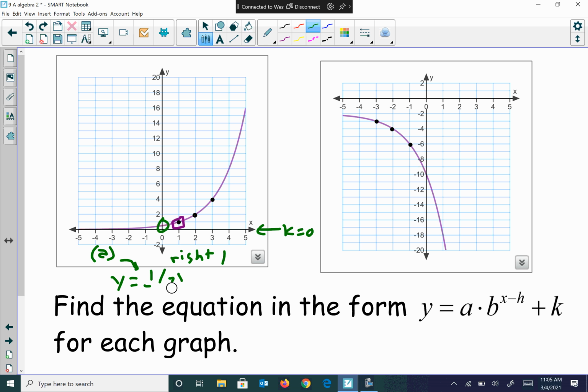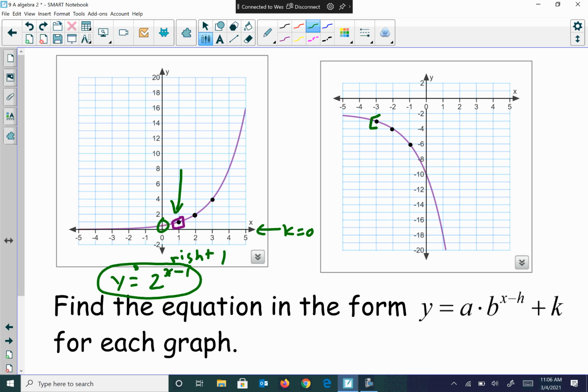Take that back. All right. Because this point shifted, that should have been the y-intercept. So all that's going to affect is my, see, it's going to be 2 raised to the x minus 1. And that's my equation, y equals 2 raised to the x minus 1. It didn't shift up or down, so you didn't have to worry about that.